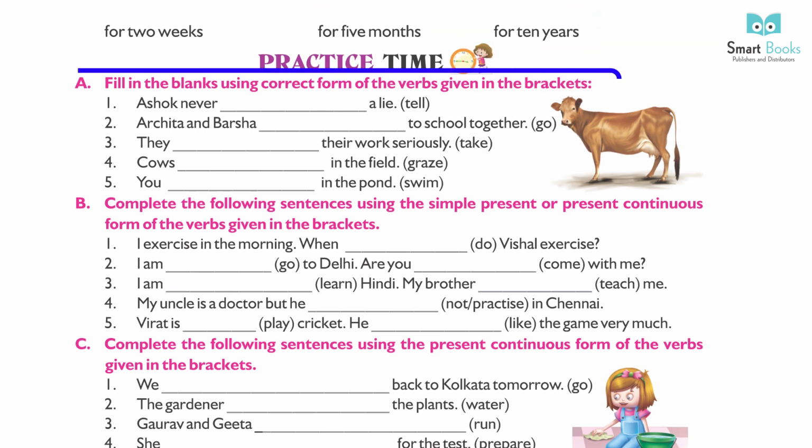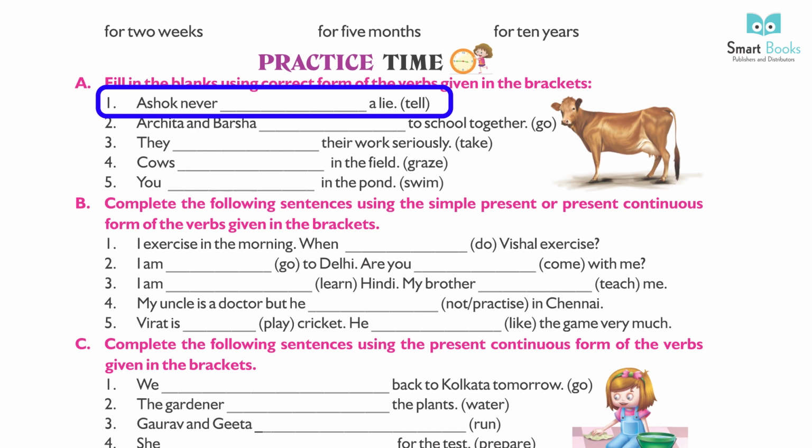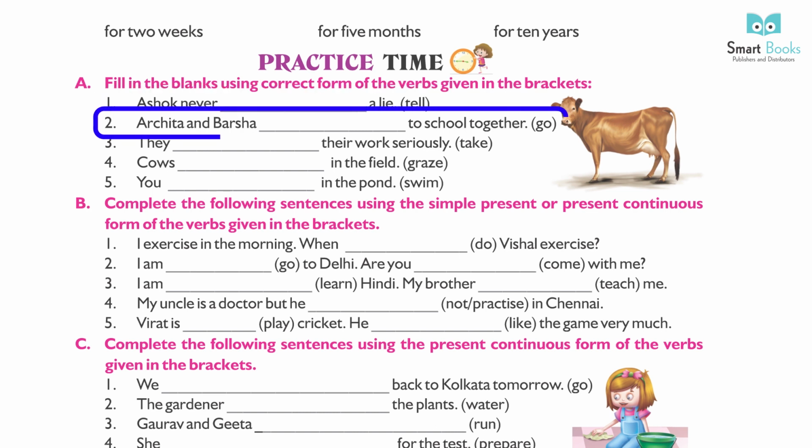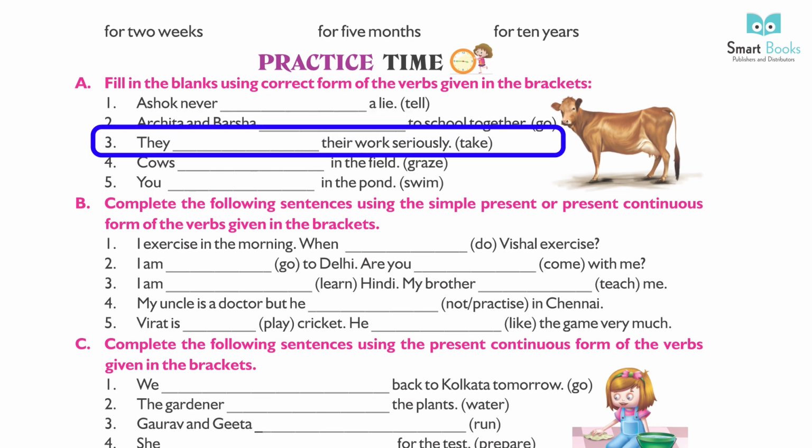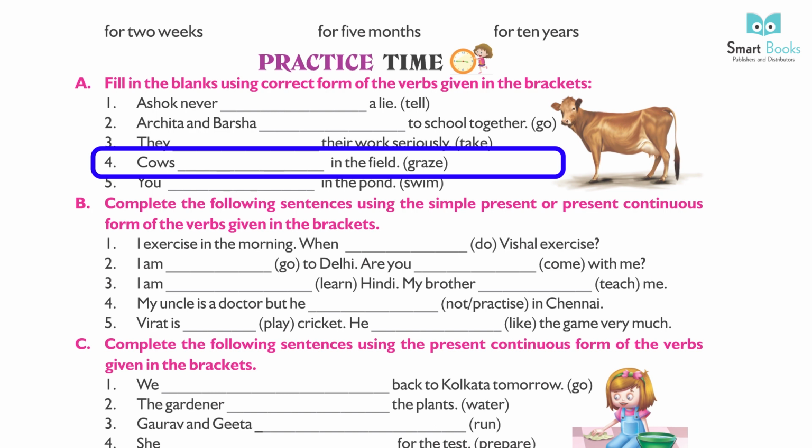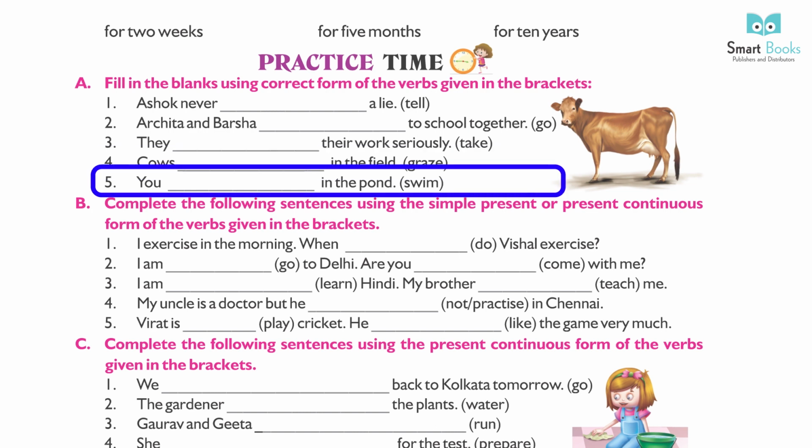Practice time. A. Fill in the blanks using correct form of the verbs given in the brackets. 1. Ashok never tells a lie. 2. Archita and Barsha go to school together. 3. They take their work seriously. 4. Cows graze in the field. 5. You swim in the pond.